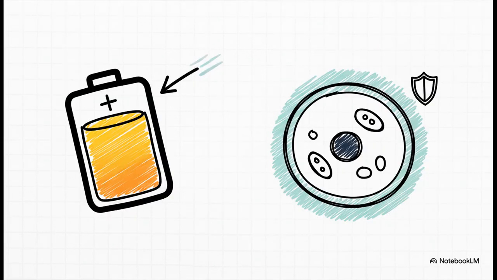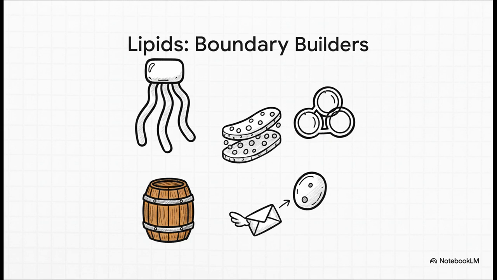Next up, we've got lipids. You probably know them as fats, oils, and waxes. And like we said, they aren't true polymers with identical repeating units, but they are absolutely essential macromolecules. Think of them as the masters of long-term energy storage and, maybe most importantly, the builders of the walls around our cells.